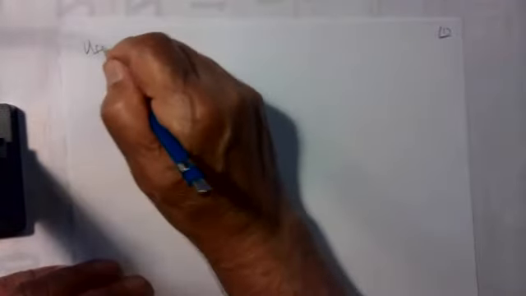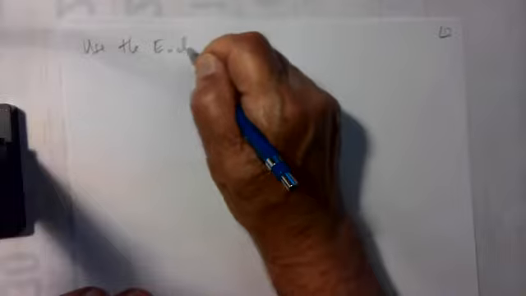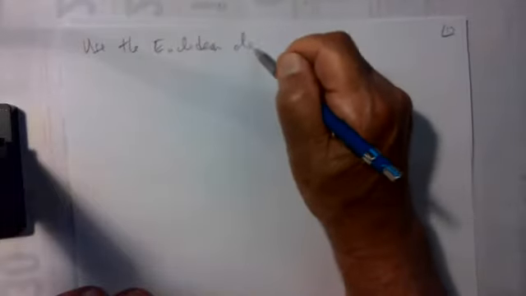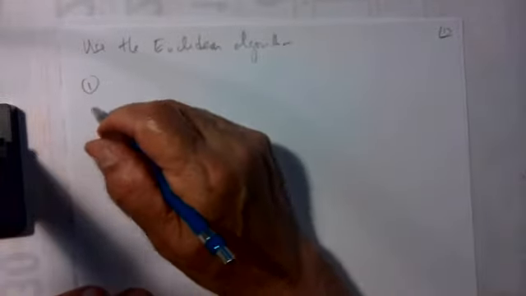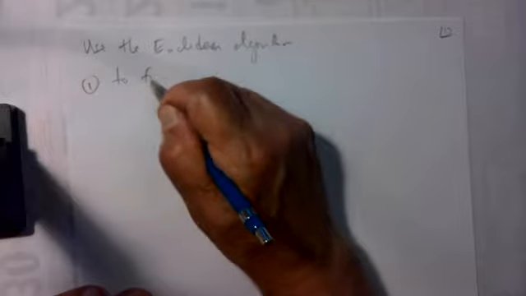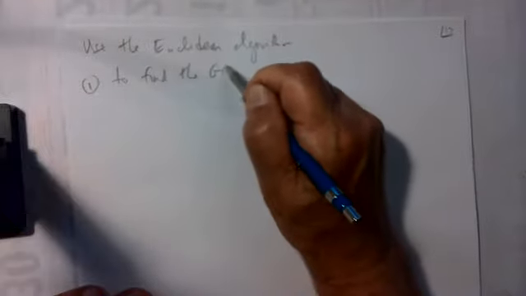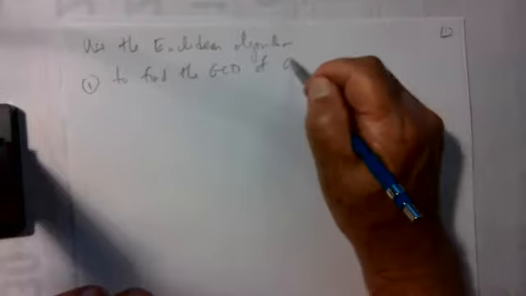All right, well, here's an example for you to do right now. Why should I have all the fun? So use the Euclidean algorithm, first, to find the greatest common divisor of the numbers.